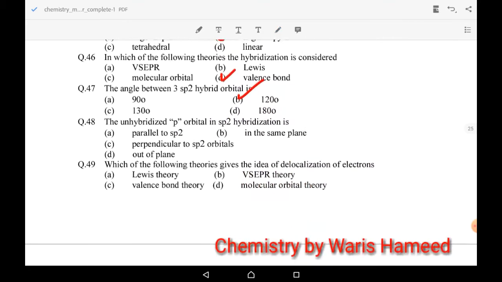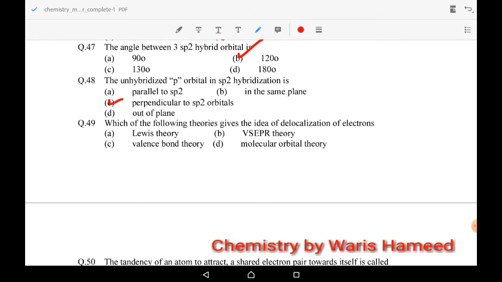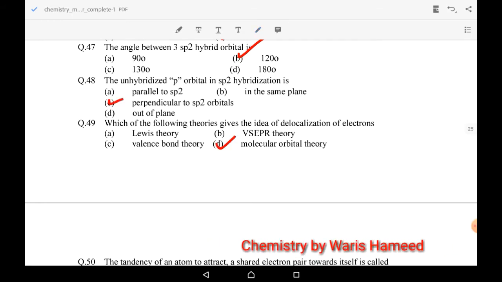Next MCQs. The unhybridized p orbital in sp2 hybridization is perpendicular to the sp2 hybrid orbitals. Which of the following theories gives the idea of delocalization of electrons? It's molecular orbital theory. D option is correct.